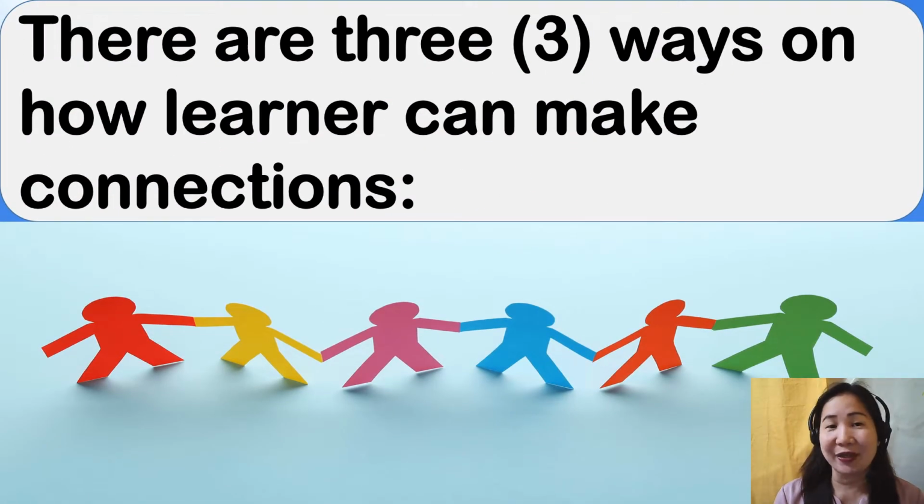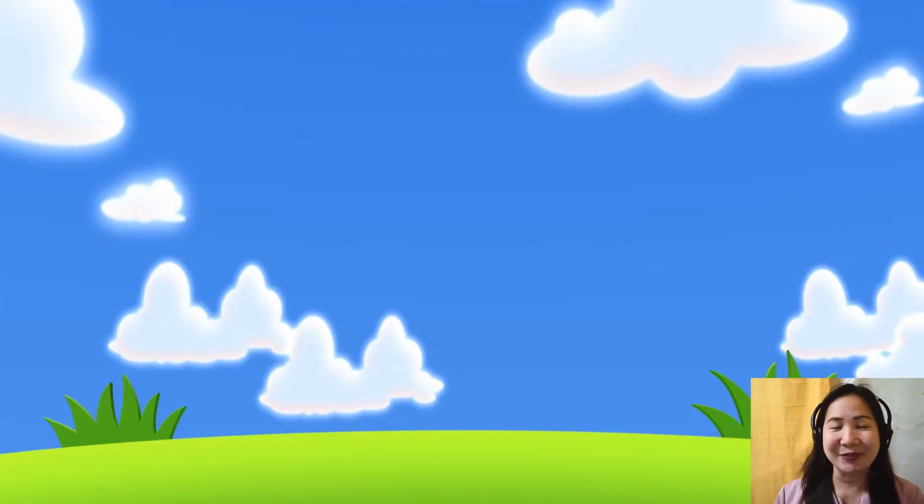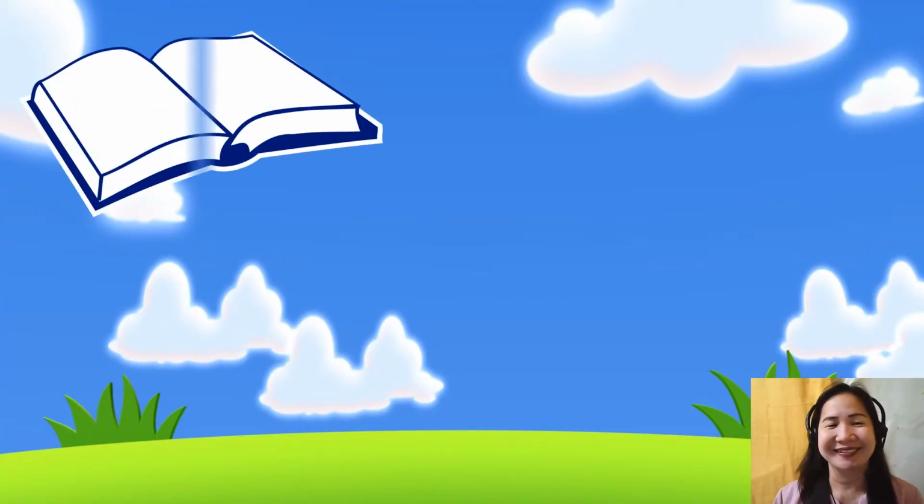There are actually 3 ways on how you can connect the text you are reading, or the image that you are looking at, or the movie that you are watching. So let's learn how to make connections. Let's start with the first connection.